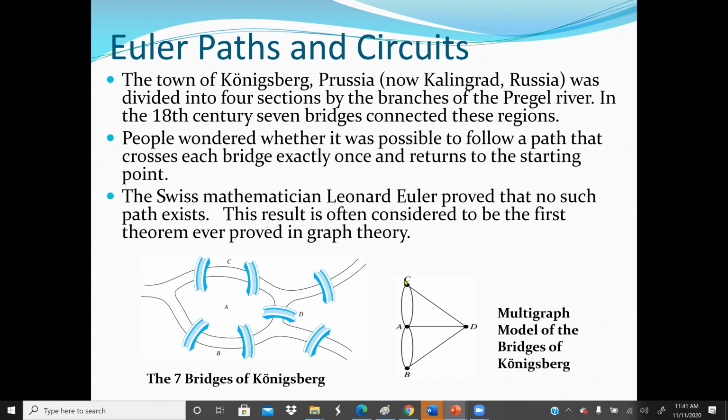But in order to do that, the theorem says all the vertices must have even degree. In this case, all four sections, A, B, C, D of the town, the four regions, must be even. But we have odd here. C is odd, and also D is odd. So that's impossible.